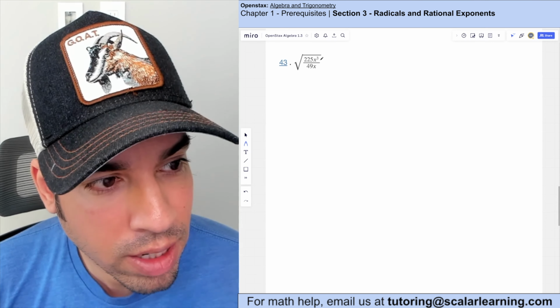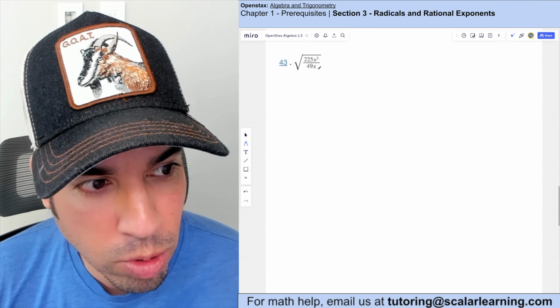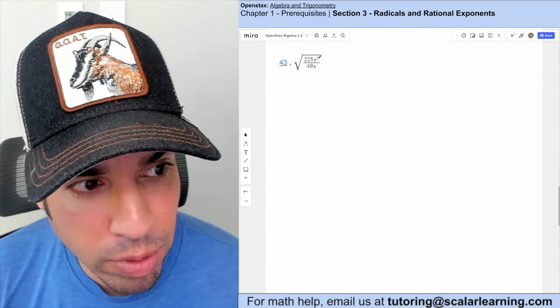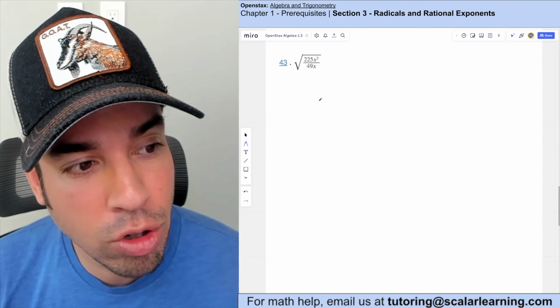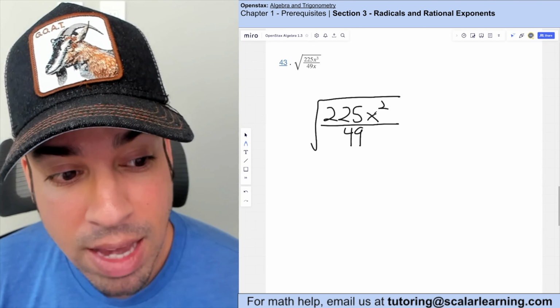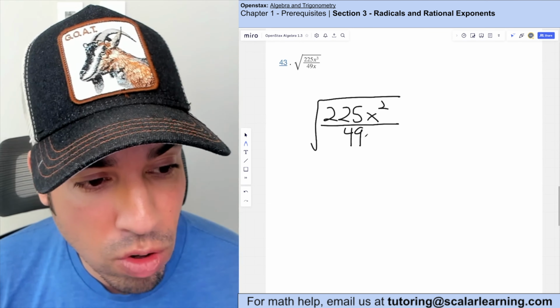So here, the first thing I can do is I can actually simplify the x cubed over the x, because it's basically 3 minus 1. That's what we do with division. We subtract the exponents, and that's 2. So I'm left with simply x squared on the top, and the x is gone on the bottom.